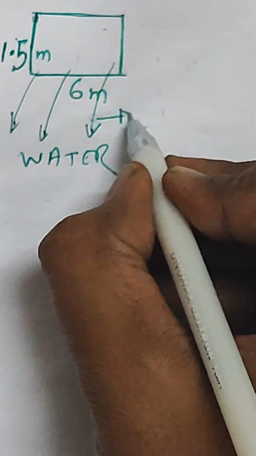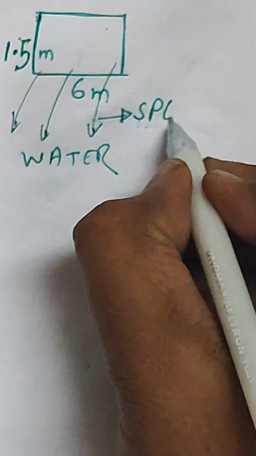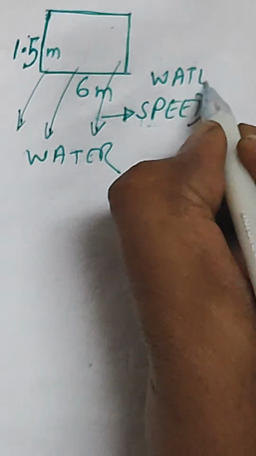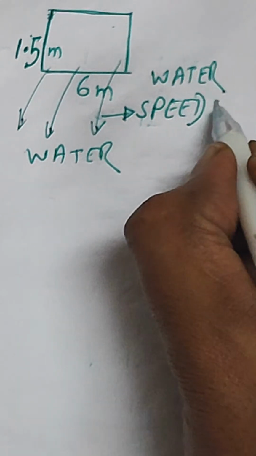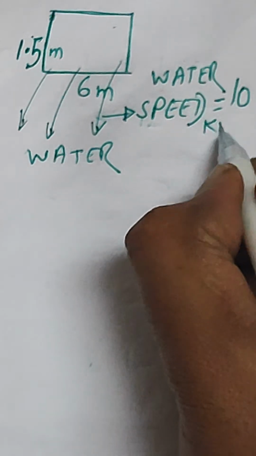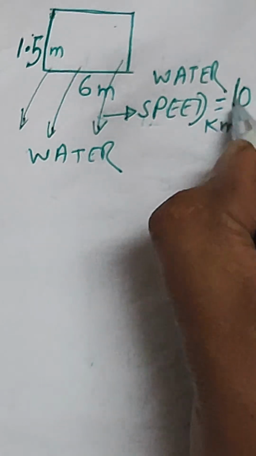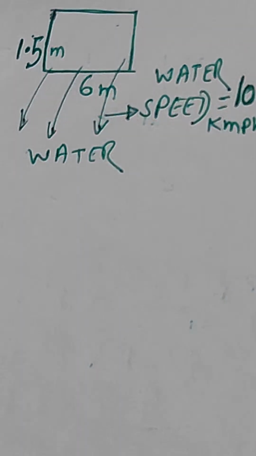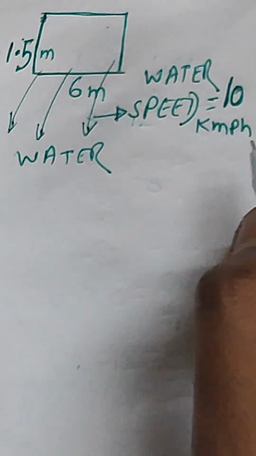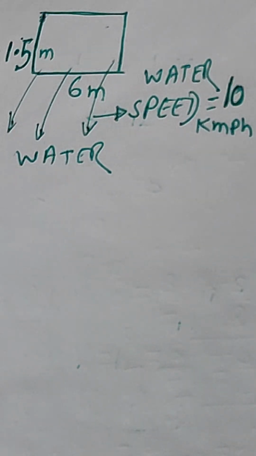So the speed of water is given to you as 10 kilometer per hour, right? Now what else data is given in the question? How much area will it irrigate in 30 minutes if 8 centimeter standing water is required?